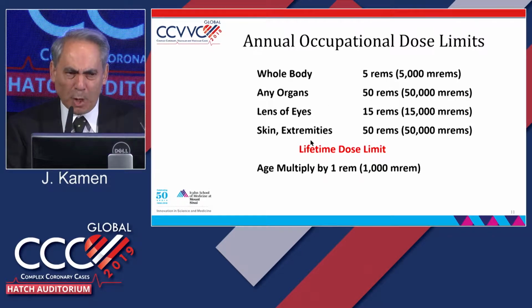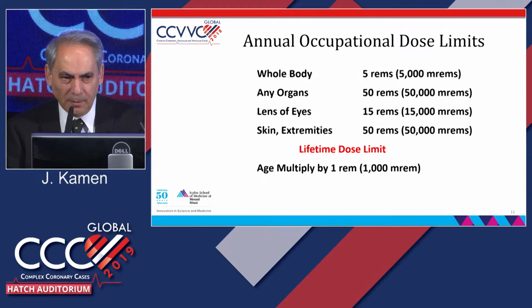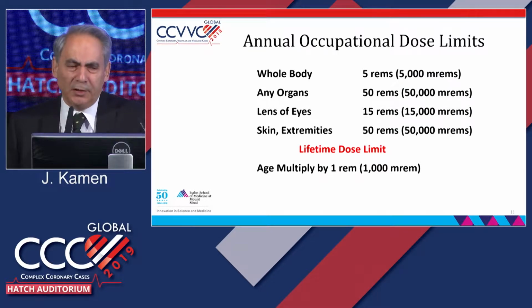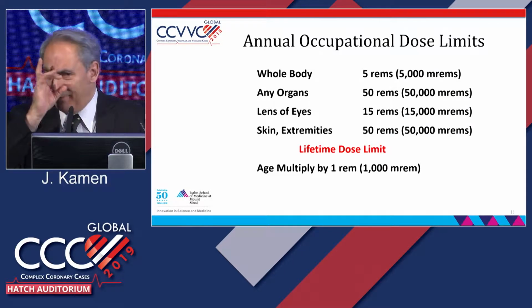Now, let me ask a question. As a fluoroscopy operator, which one of these is most important to you? Which one of these do you have to watch on a daily basis? Anyone? Which one of these might you exceed, or come close to? Lens of eye. It's extremely important because your whole body is under the lead apron, but you sometimes bend into the beam. So the lens of eye is extremely important. You have to have lead eye glasses.